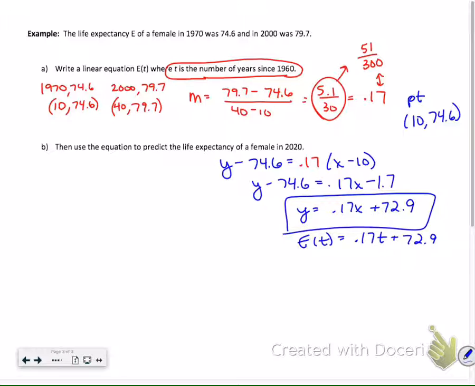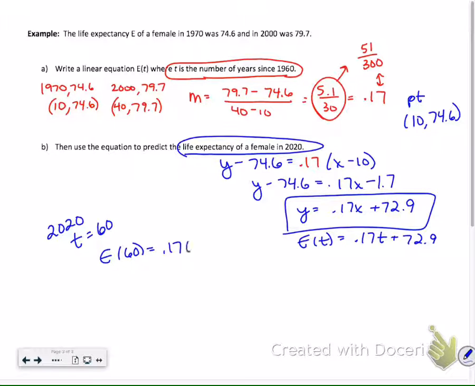Now, use the equation to predict the life expectancy of a female in 2020. Okay, so in this case, 2020 would be how many years since 1960? That would be 60 years. Just subtract. 2020 minus 1960 is 60. So E of 60 would be 0.17 times 60 plus 72.9. We end up with 83.1 years old.